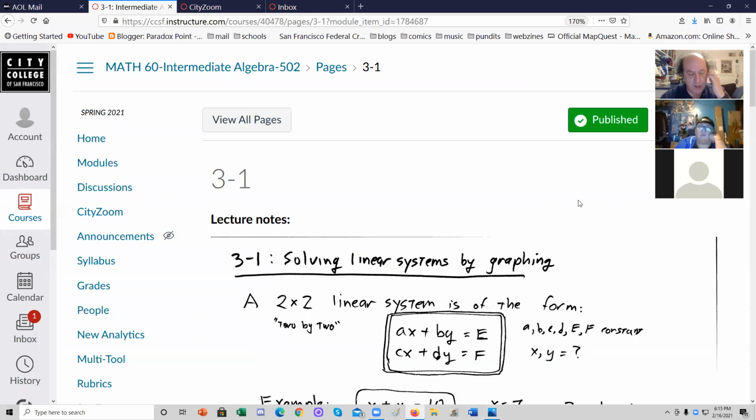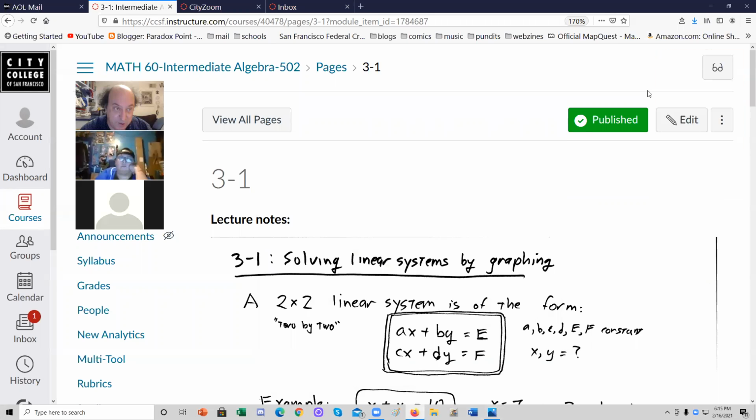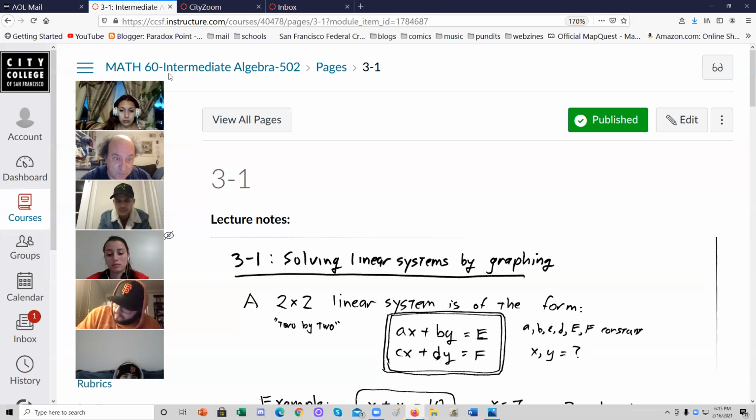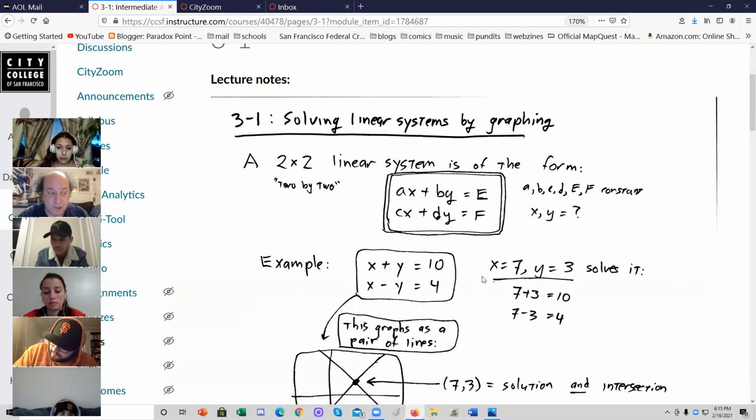Okay, for today, 3.1 and 3.2, we will solve linear systems by graphing, by substitution, and elimination. Well, actually, we won't really solve that many linear systems by graphing because it's not a good way to solve a linear system. First, okay, what is a linear system? Well, they come in various sizes.